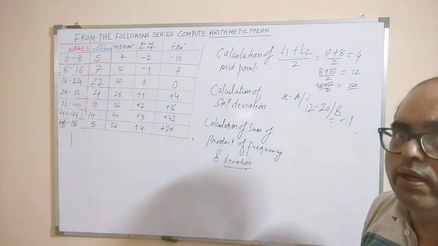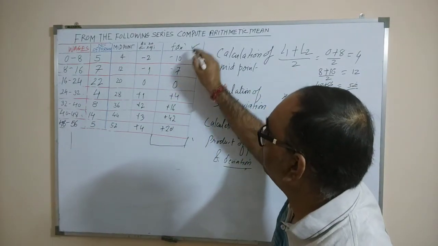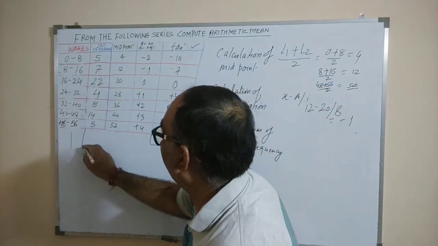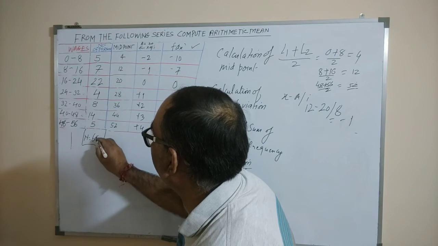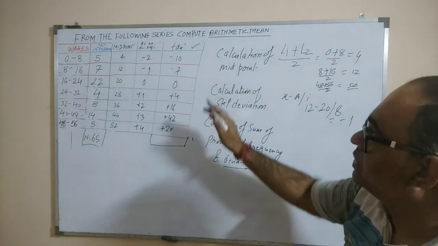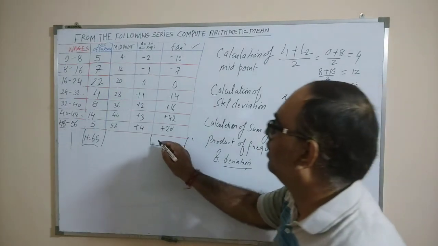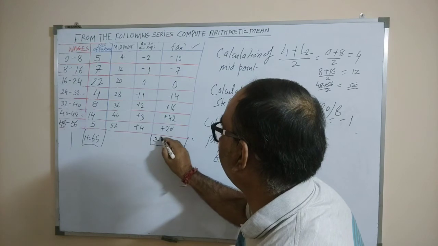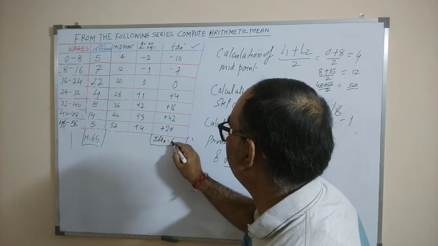After calculating all the values, the next step is to sum this last column and the column of frequency. The sum of frequency comes to 65, and in our question the sum of the product of frequency and step deviation also comes to 65. We represent it by sigma f dx dash, which is 65.